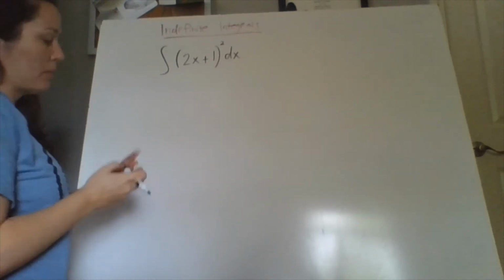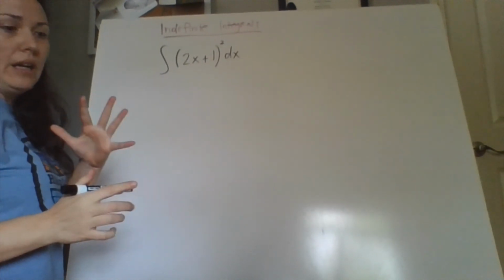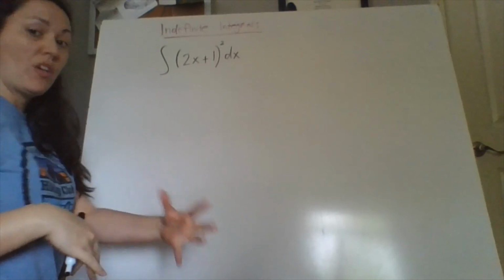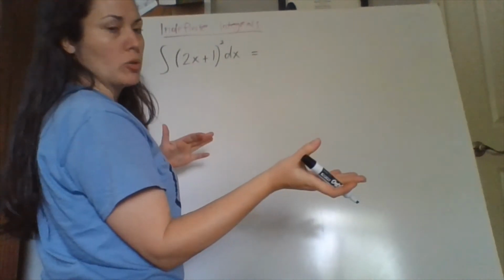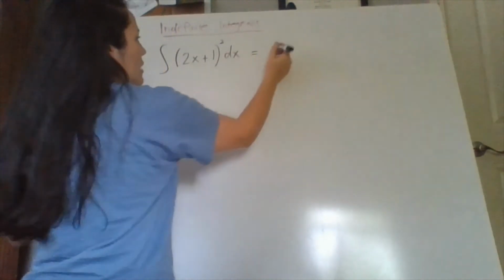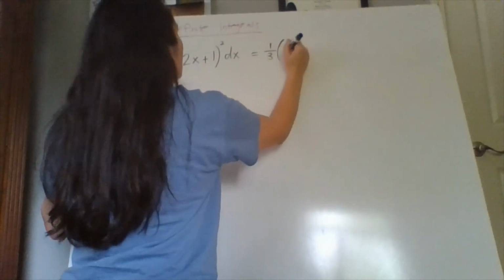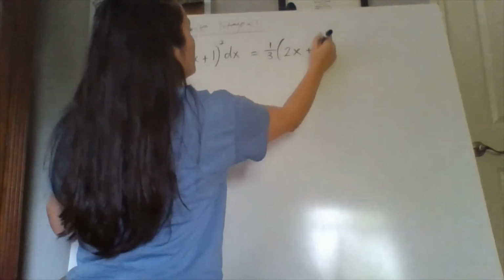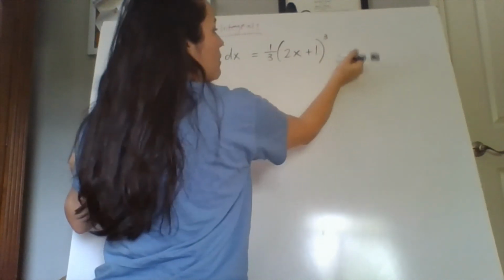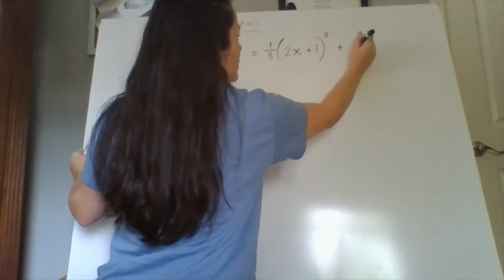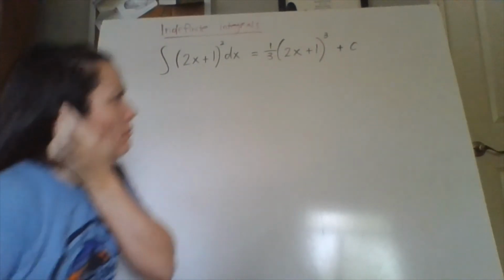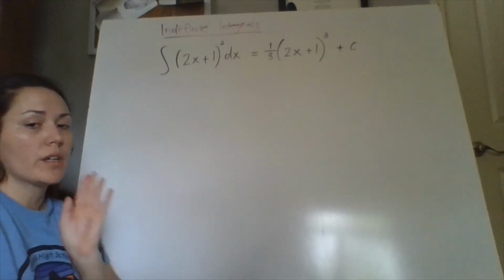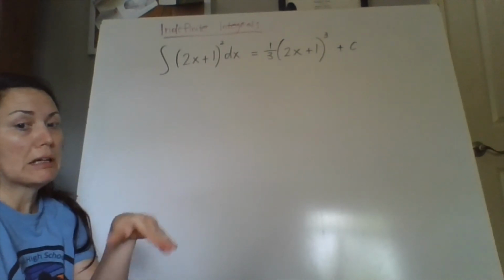I think that probably the most common first thought would be to use the integral rule for the power rule. So we would say 1/3 times 2x plus 1 to the third power plus c, right? I want to talk about now why that's not correct.